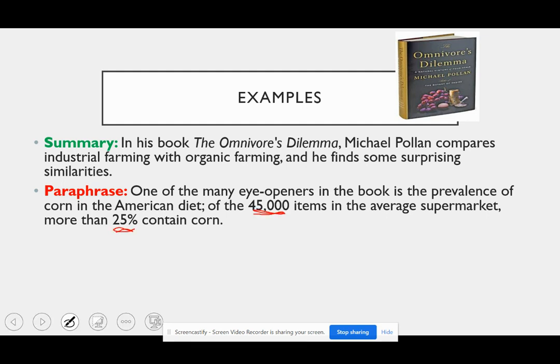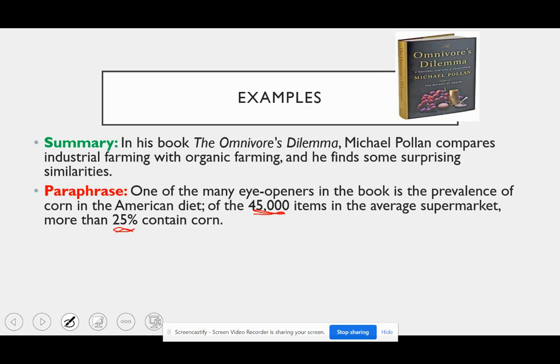Okay. One of the many eye-openers in the book is the prevalence of corn in the American diet. Of the 45,000 items in the average supermarket, more than 25% of them contain corn, usually in the form of high fructose corn syrup, which is used as a preservative, a browning agent in breads, of course, a sweetener. It's in a lot of things you wouldn't expect, like pasta sauces, Ragu pasta sauce, or a loaf of Sara Lee bread, or whatever. So notice I didn't put the numbers in quotation marks, okay?